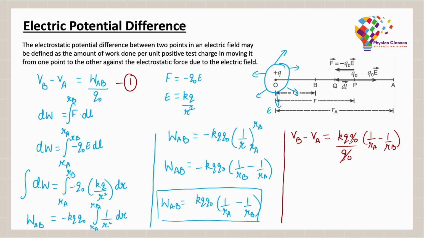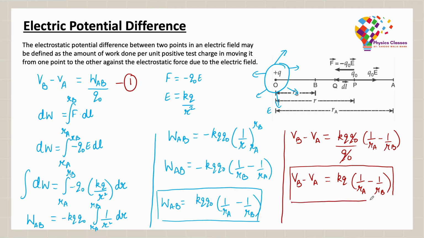So Q naught gets cancelled, and my potential difference between the points A and B simply comes out to be KQ times 1 by RA minus 1 by RB, where Q is the charge producing the electric field, RA is the distance of the point A from O, and RB is the distance of point B from O. So this is electric potential difference.